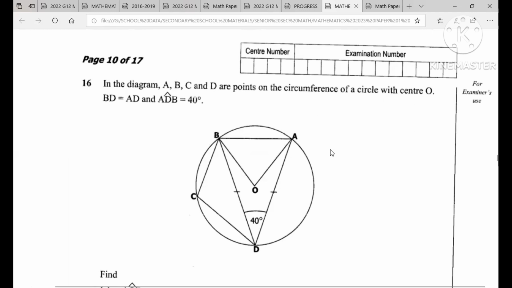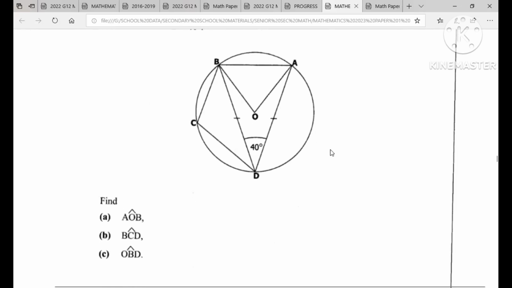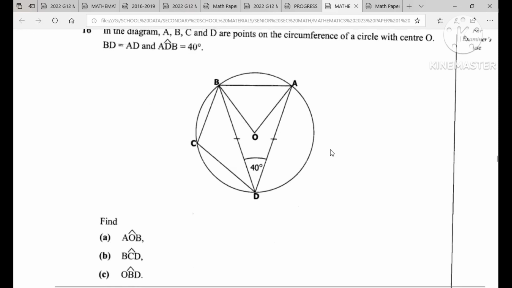So the question is, in the diagram, A, B, C, and D are points on the circumference of a circle with the center O. BD is equal to AD and angle ADB is equal to 40 degrees. So now, this is our diagram. In part A, find angle AOB. In part B, find angle BCD. And in part C, find angle OBD. So now, when a question comes on circle theorem, you must remember those 9 properties.